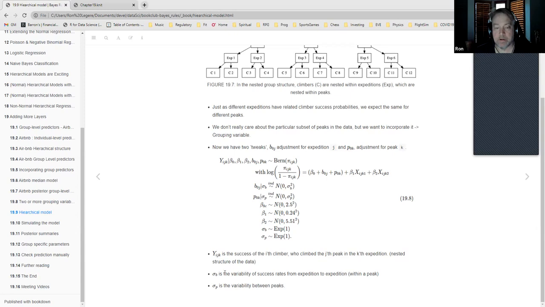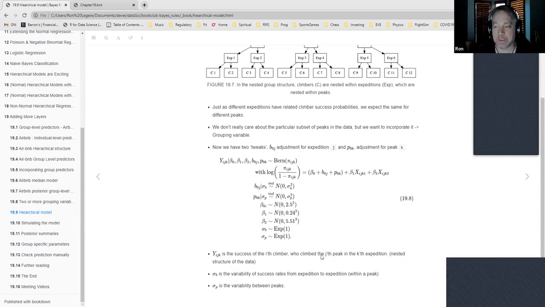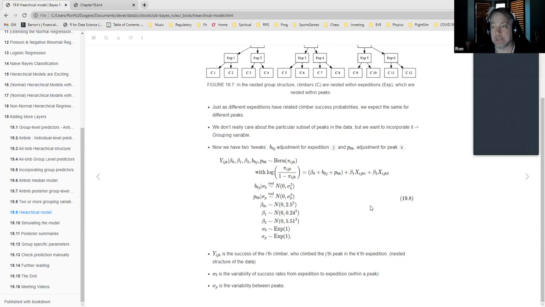And now, of course, you have to add more subscripts. Now we ask about the success of the ice climber who climbed the J peak in the K expedition. So it's nested. The data is nested, right? This model doesn't really appear to reflect that. It's interesting because the nesting structure is in the data, but it's not really in this model.